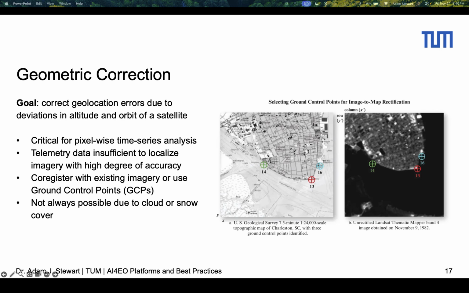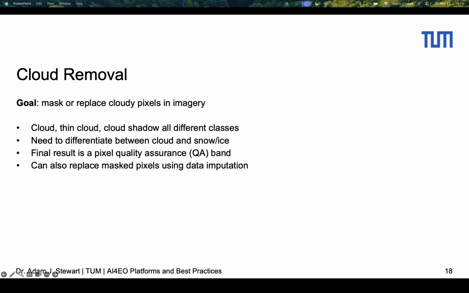So this is basically everything required to get us from that raw image to that top of atmosphere image. So now our image has physical units, it has the right location. What else could be required beyond that?